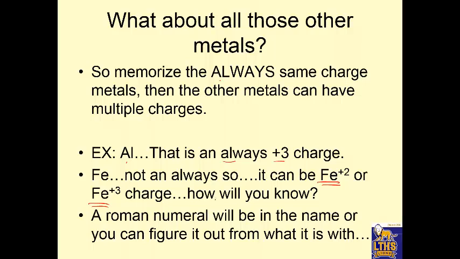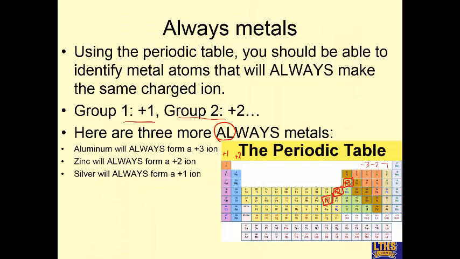So how are you going to know? Well, you're going to find out that there'll be Roman numerals and names to tell you which ion it's forming. And then if it's in a compound, you can figure it out. We'll practice that later. But for now, I want you to know that some metals always form the same charge. Group 1, group 2, and this line right here. But what if it's any of these other metals? Then it's not always. So you'll have to find a way. I'll teach you a way to figure that out.